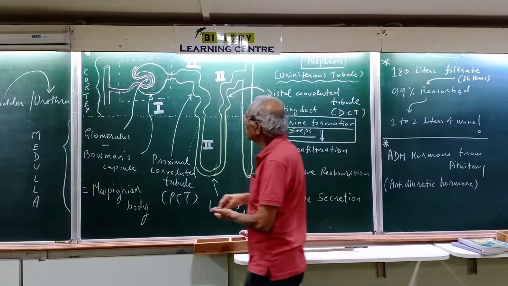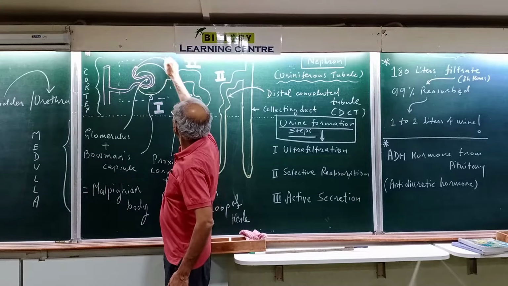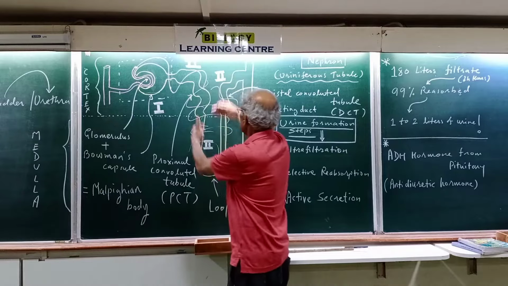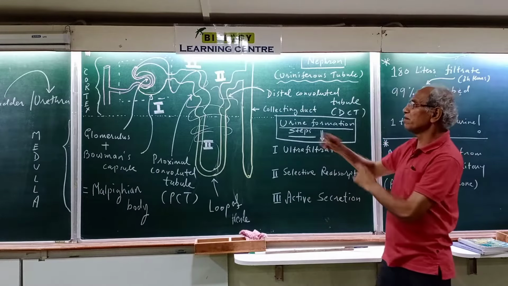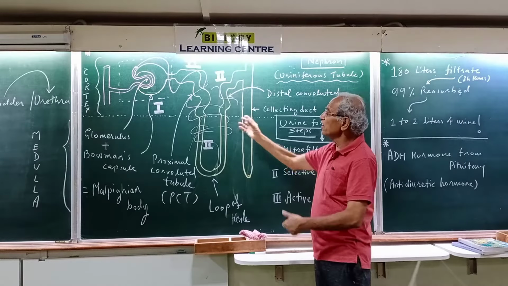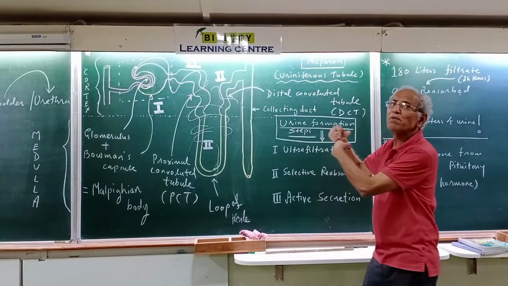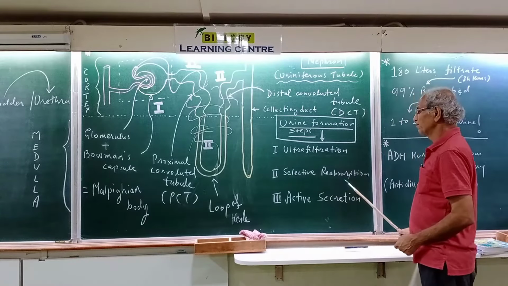Actually what happens is, this particular component will form capillarization around, so the entire nephron will be surrounded by the blood capillaries again, and in these blood capillaries the good, useful materials are taken back, so that is called selective reabsorption.